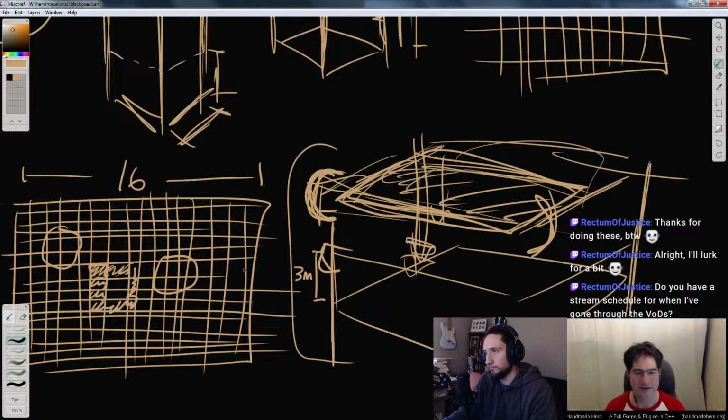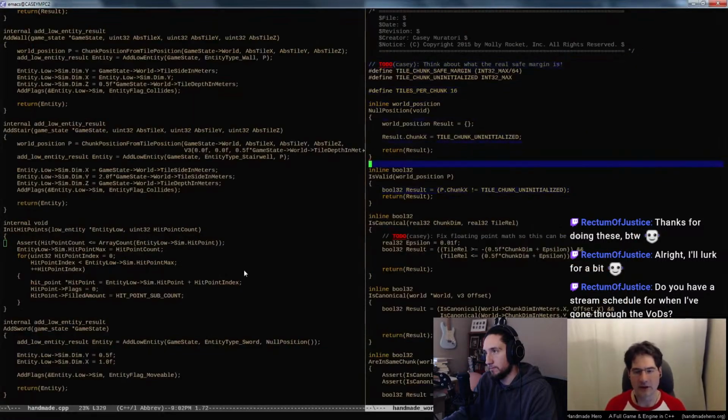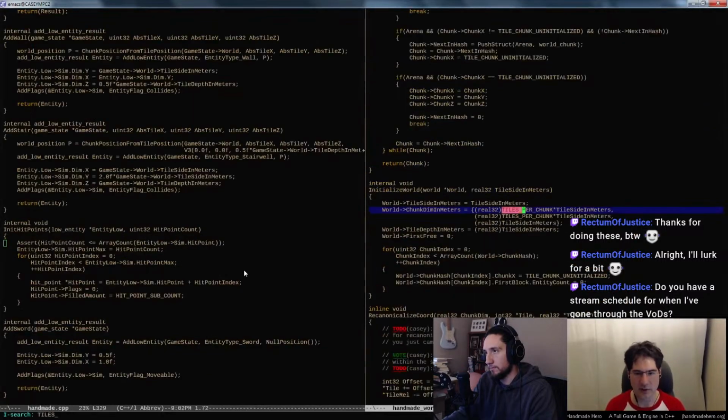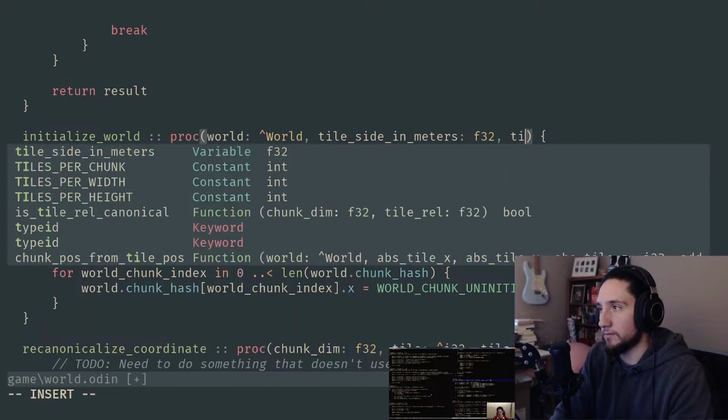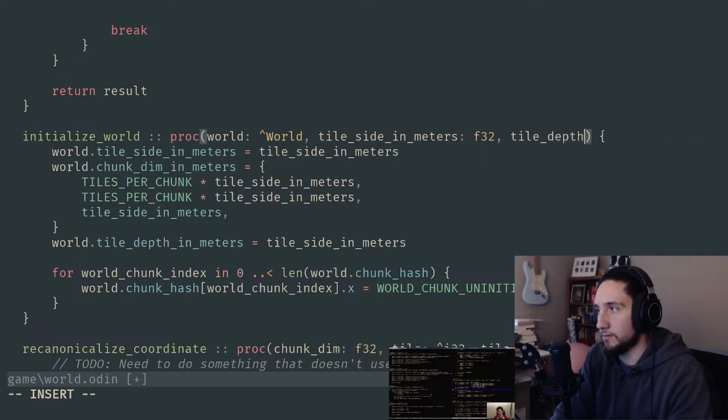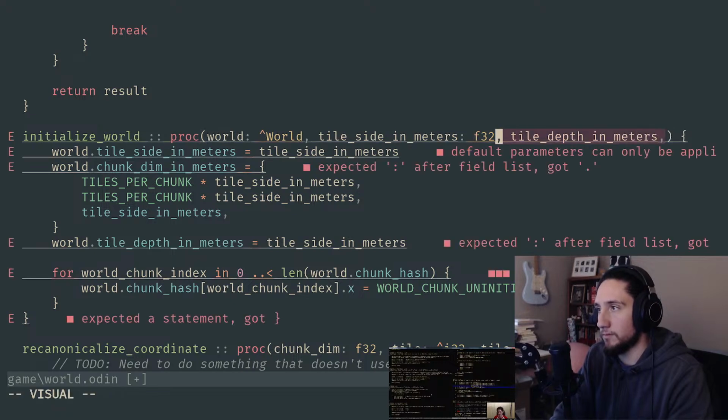Now, in order to do that, what I want to do is say, okay, we'll leave all the same tiles per chunk stuff the way we were doing it before, and then instead of making this tile side in meters, we'll just pass in another thing here, which will be the tile depth in meters. Tile depth in meters. And you can see that I've already sort of done it this way. This is already sort of what I was expecting when we first typed in this code.